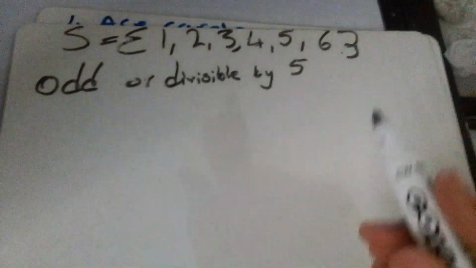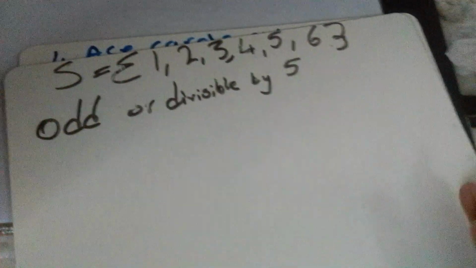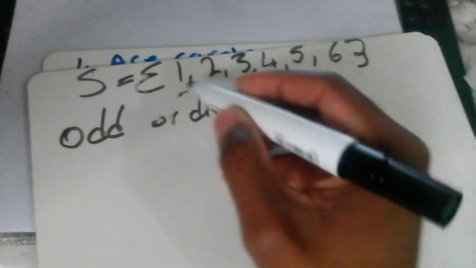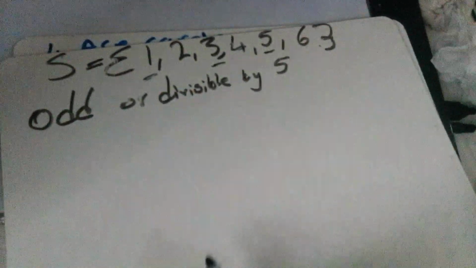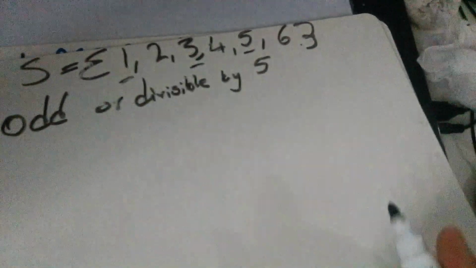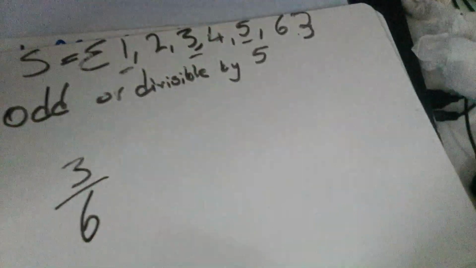Right? So let's check how many odd numbers are there. We have 1, 2, 3. We have three numbers. It's 1, 3, and 5. Those are the odd numbers. Let's write them down. It's 3 out of 6.